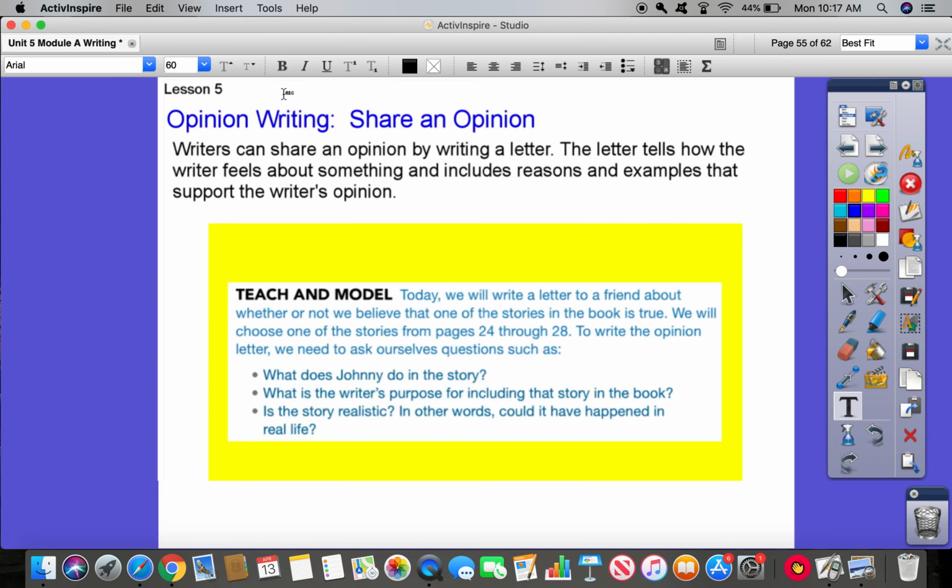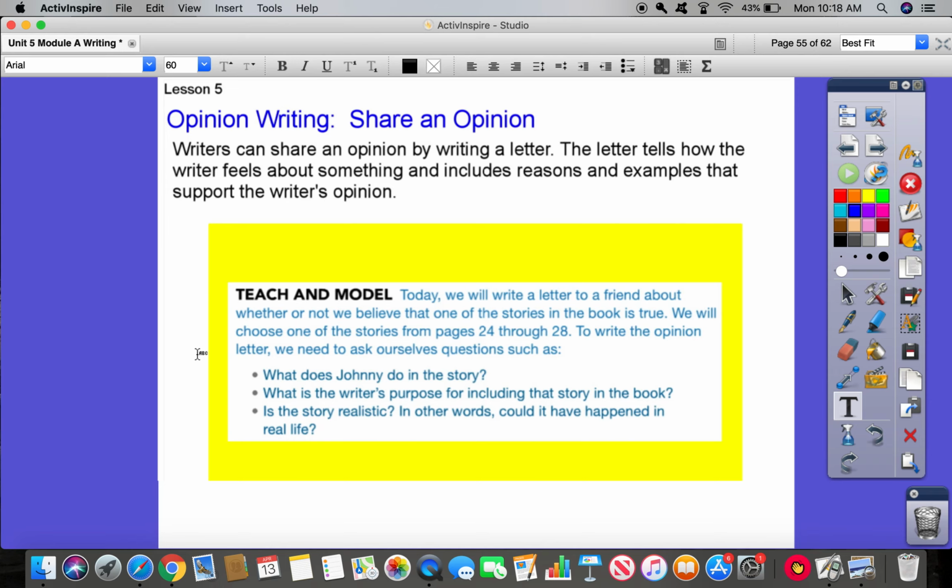Okay, so for opinion writing, share an opinion. Writers can share an opinion by writing a letter. The letter tells how the writer feels about something and includes reasons and examples that support the writer's opinion. So today we will write a letter to a friend about whether or not we believe that one of the stories in the book is true. We will choose one of the stories from pages 24 through 28 to write the opinion letter.